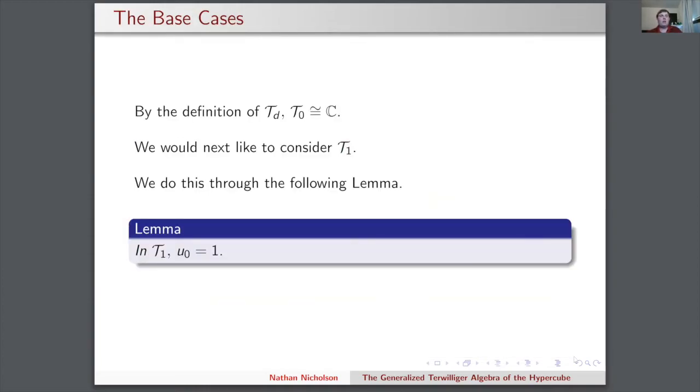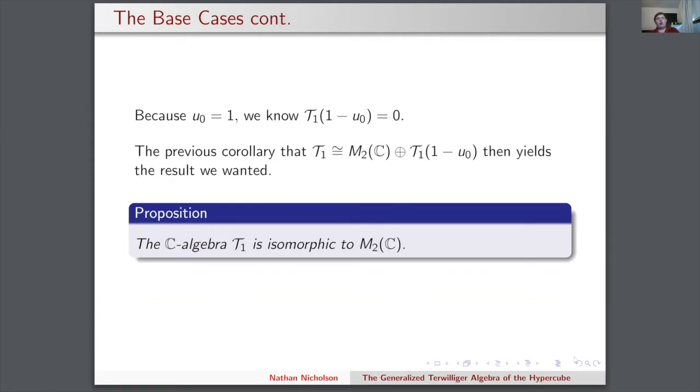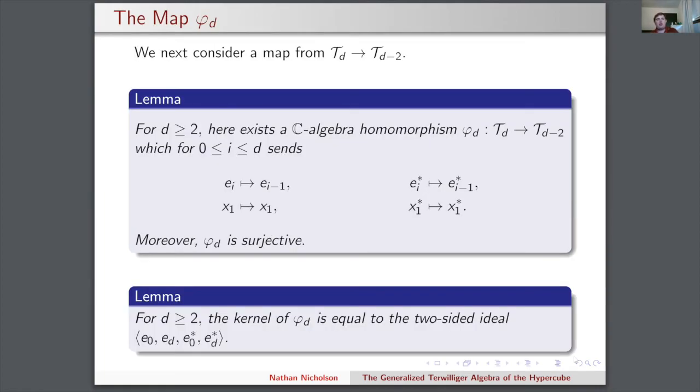And so the base cases are quite simple. T naught is just by definition isomorphic to C, and that lemma there below tells you that the primary central idempotent in T naught is equal to 1. So this ideal T1 1 minus U naught is just equal to 0. And then the corollary makes it pretty apparent that T1 is isomorphic to M2C. So that takes care of the base cases.